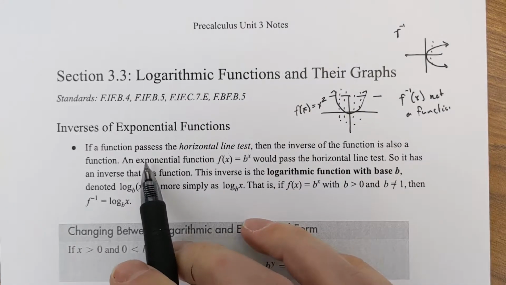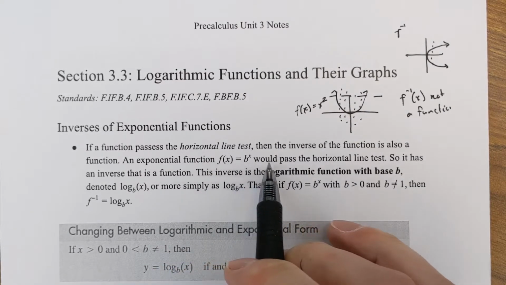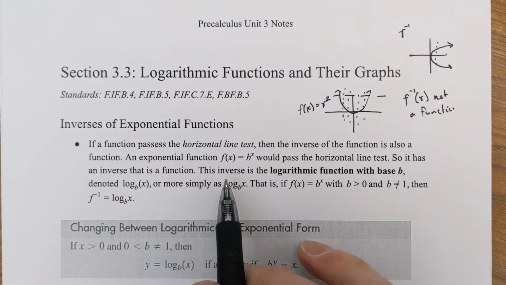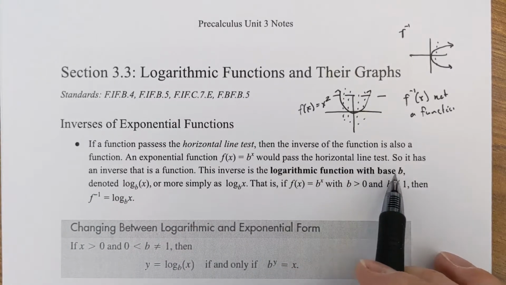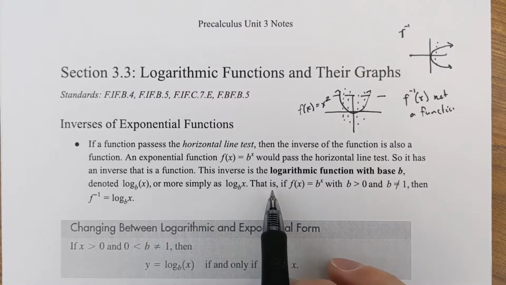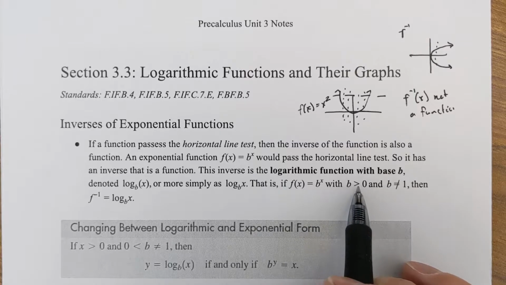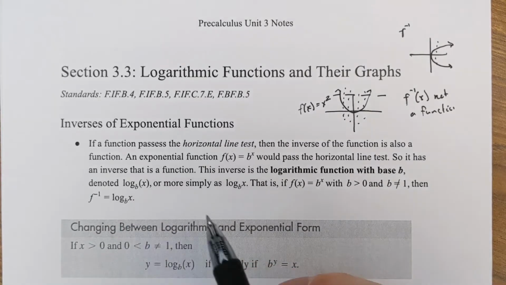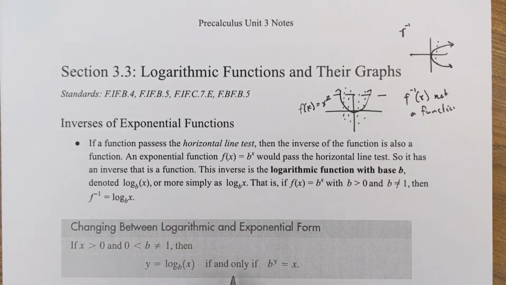So an exponential function f of x equals b to the x would pass the horizontal line test, so it has an inverse function that is also a function. This inverse is the logarithmic function with base b, denoted log base b of x, or more simply log x. That is, if f of x equals b to the x with b more than 0 and b not 1, then the inverse function is log base b of x. And then here's your definitions.